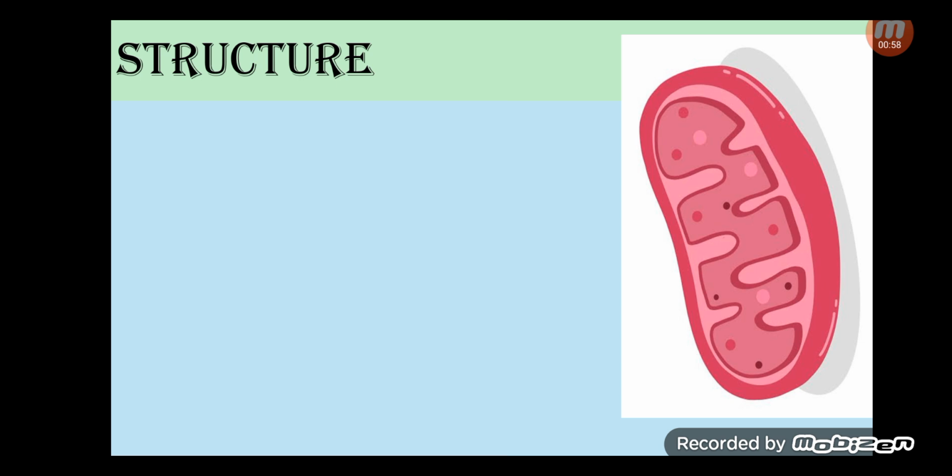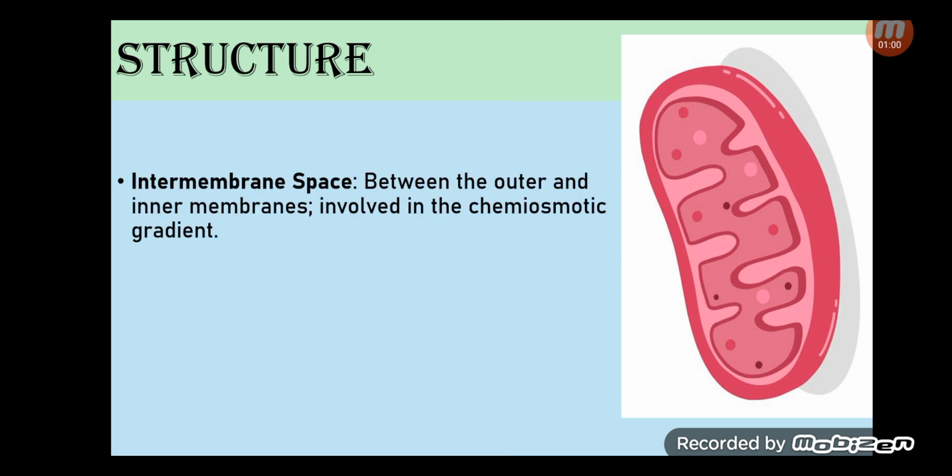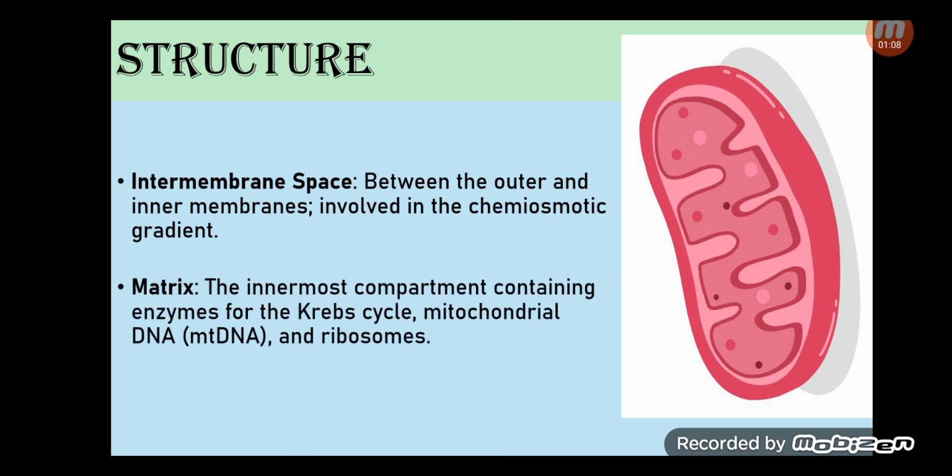Further talking about the structure of mitochondria, we have the intermembrane space, which is the space between the outer and inner membrane, involved in the chemiosmotic gradient. Then we have the matrix, which is the innermost compartment containing enzymes for the Krebs cycle, the mitochondrial DNA and ribosomes.